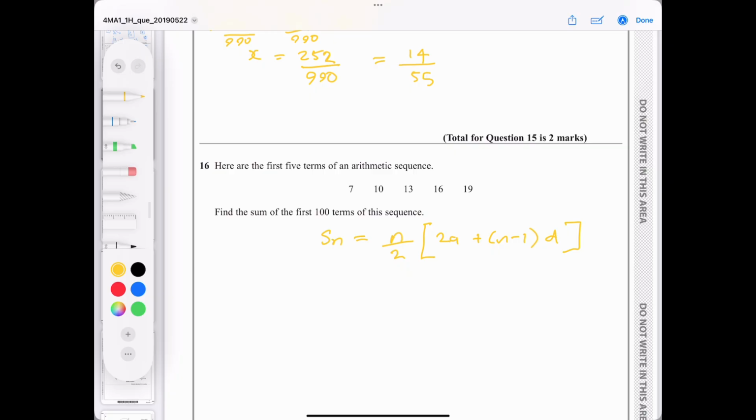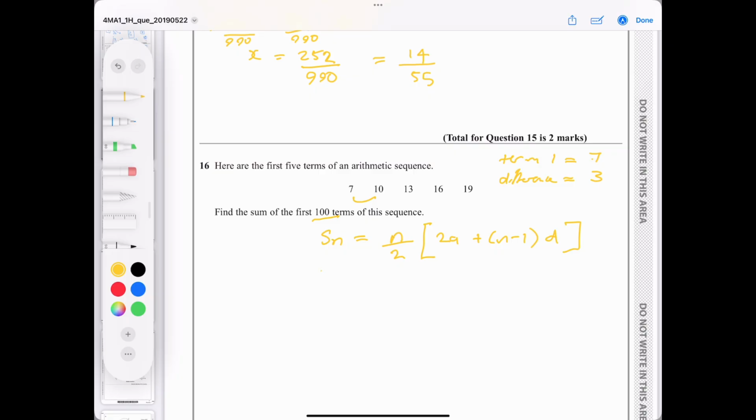Right, next thing we need to know is these are the first 5 terms of an arithmetic sequence. So let's find out. So the first term, term 1, equals 7. Good. And now the difference between them is 3. So difference equals 3. And now we need to know the 100 terms.